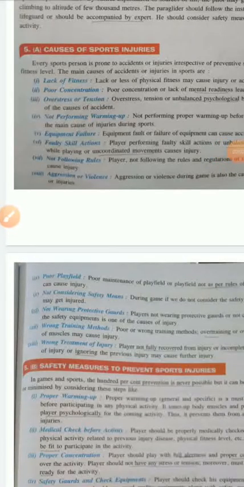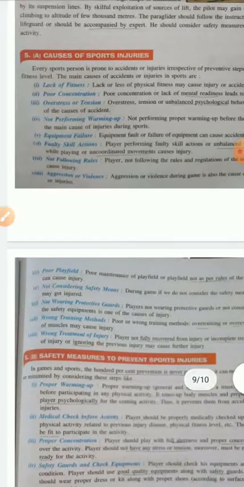Cause of sports injury. What are the causes of sports injury? Every sports person is prone to accidents or injury, irrespective of preventive steps or physical fitness level. Okay, and the main cause of accident or injury in sports is the lack of fitness. Less physical fitness may cause injury. If the athletes have less fitness, then it may cause accidents.